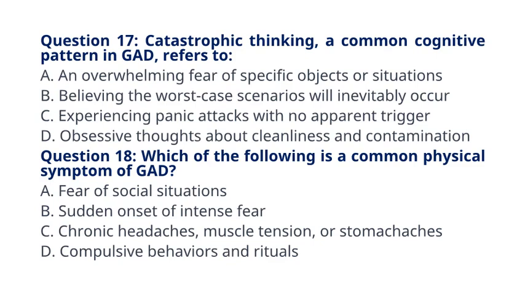Question 18. Which of the following is a common physical symptom of GAD? A. Fear of social situations. B. Sudden onset of intense fear. C. Chronic headaches, muscle tension, or stomach aches. D. Compulsive behaviors and rituals. The correct answer to question 18 is option C. Chronic headaches, muscle tension, or stomach aches. Explanation: physical symptoms of GAD may include chronic headaches, muscle tension, and stomach aches.